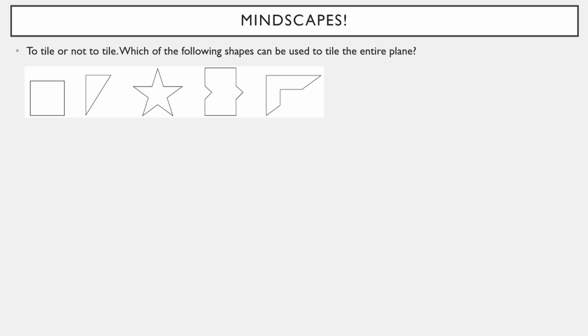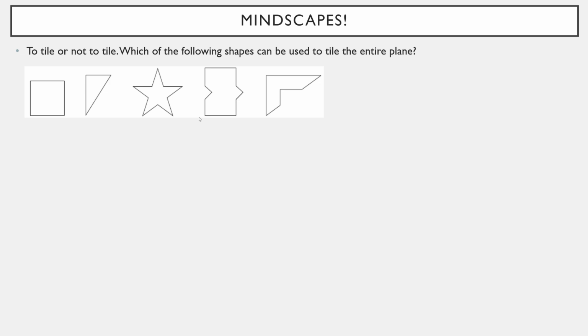Let's just do one Mindscape so you can see the idea of this pattern in tiles. Here's one Mindscape from the textbook, and it's about to tile or not to tile. Which of the following shapes can be used to tile? Imagine a floor, and you want to cover every little piece of the floor. Which of these could be used to tile an entire plane? Well, you could put squares next to each other. That would be no problem, and that would cover everything up. Triangles you could do, because you could just take this triangle and put it right here where my mouse is, and you've got a rectangle, and then you could just fill up rectangles.